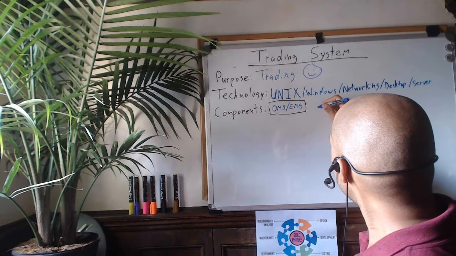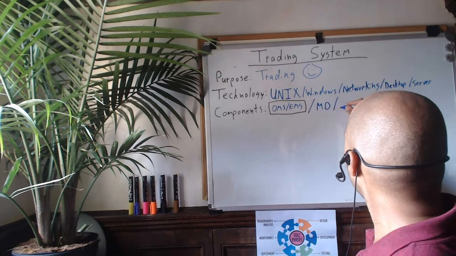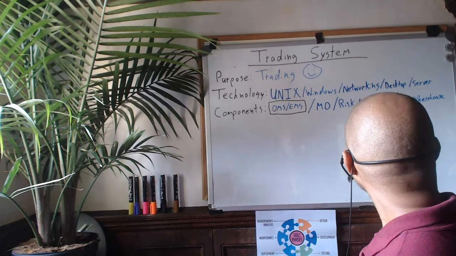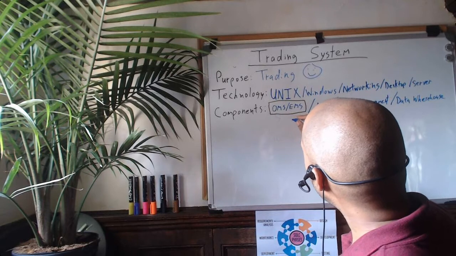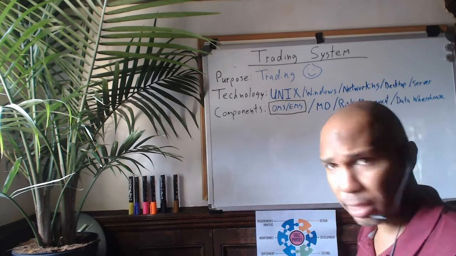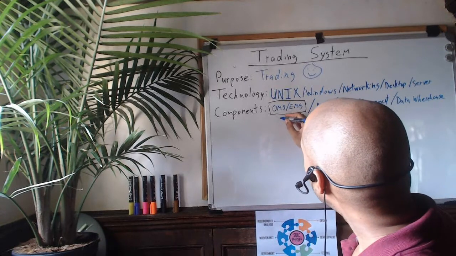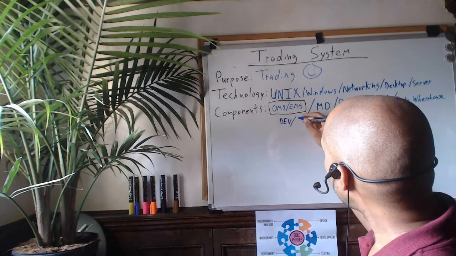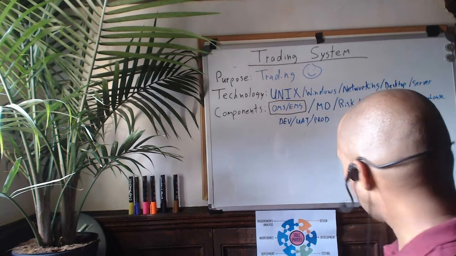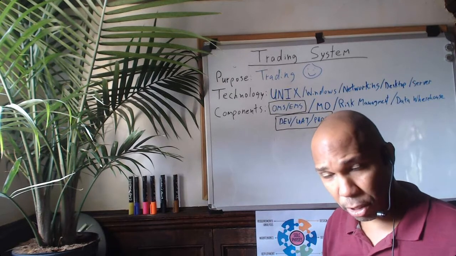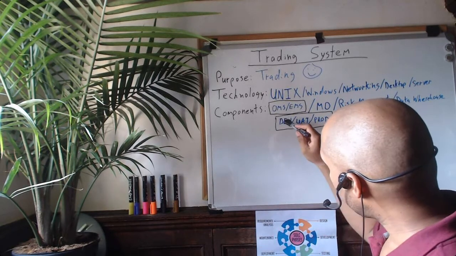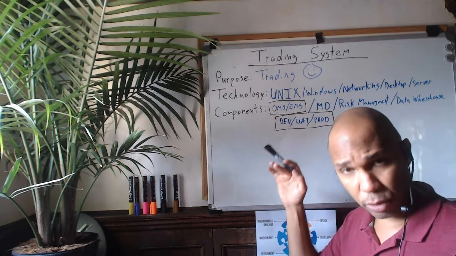You also have market data. You have risk management. You have some kind of data warehouse. You also have multiple environments to go through your SDLC process, which is the software development lifecycle. So you're going to have a dev environment, a UAT environment, and a production environment. You're going to build your code for whatever your trading applications are in your dev environment. That's where the developers are going to work.